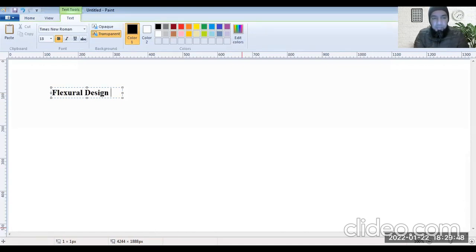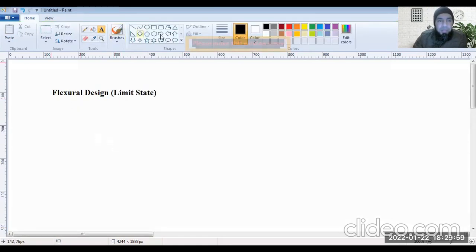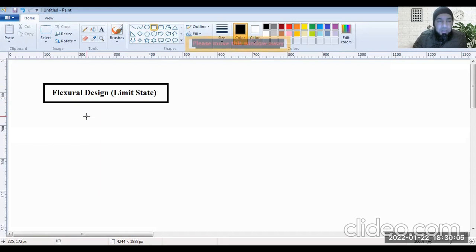design, and this will be as per the limit state that we'll be discussing. Now, this is one among the first limit states in the limit state method of design. This is one among the first strength-based design methods, which is for flexural design.